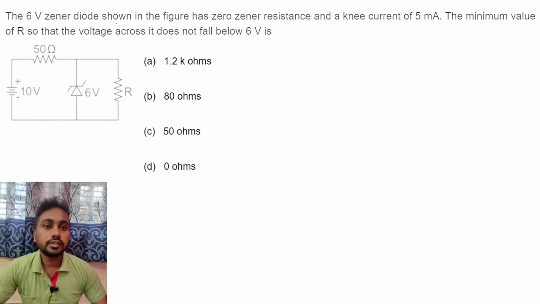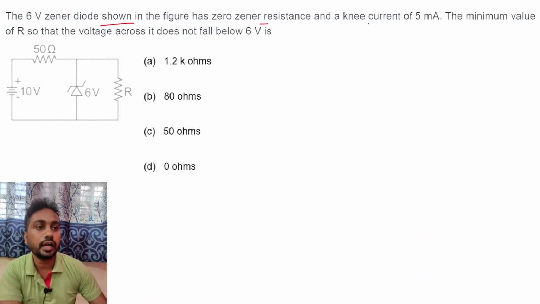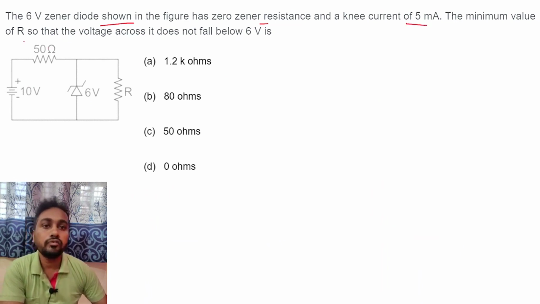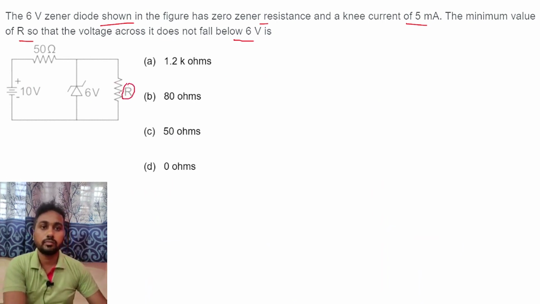Now the 6 volt Zener diode shown in the figure has 0 Zener resistance and a knee current of 5 milliampere. Find the minimum value of R so that the voltage across it does not fall below 6 volt. So in this circuit we have to find the minimum value of this resistance.